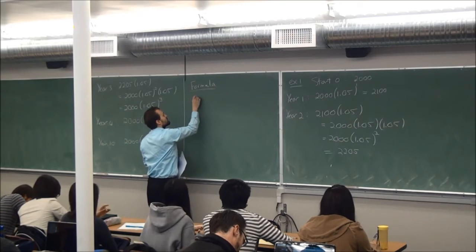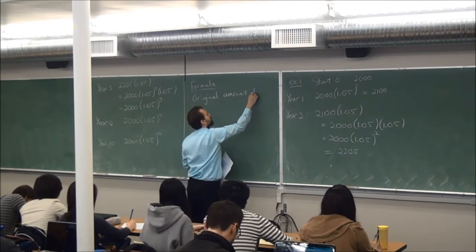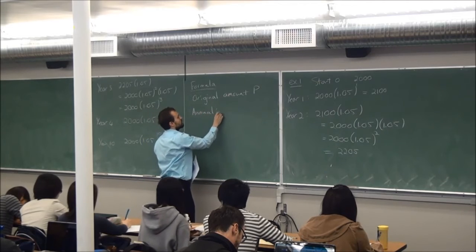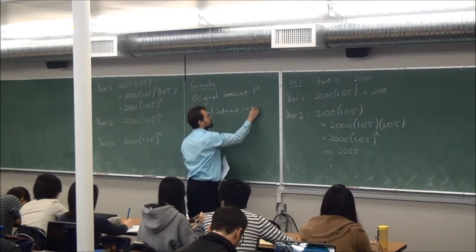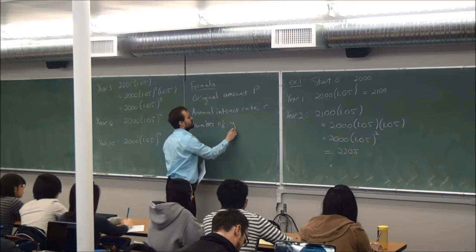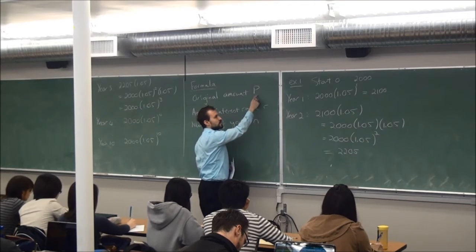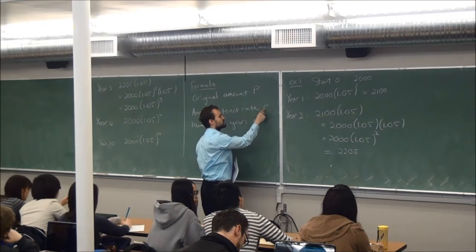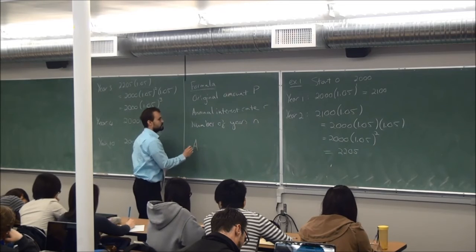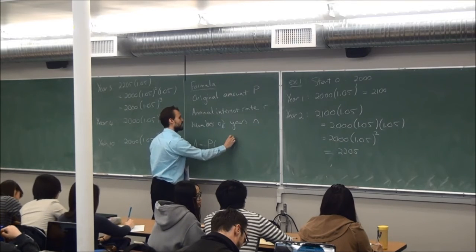If I have my original amount, I don't care about the terminology, original amount, P, principal, my annual interest rate, R, and my number of years, N. So instead of 2,000, it could be any amount that I start with. Instead of 5%, it could be any percentage. Instead of 10 years, it could be any number of years. What is my accumulated amount, the total amount that I have at the end? It's going to be P times what should be in this bracket.